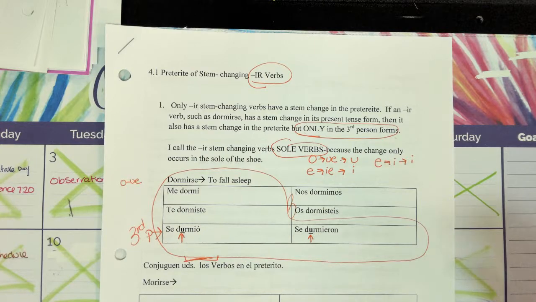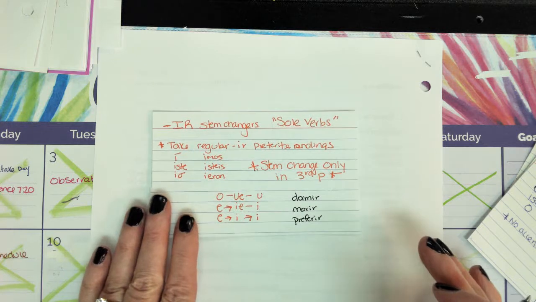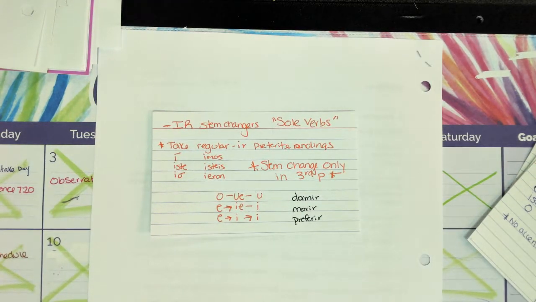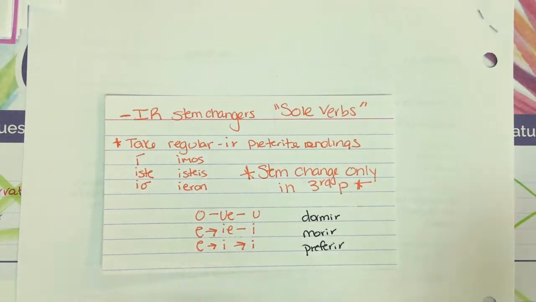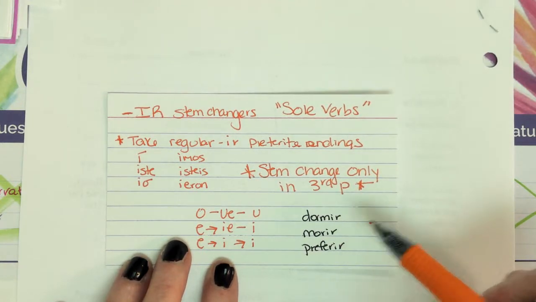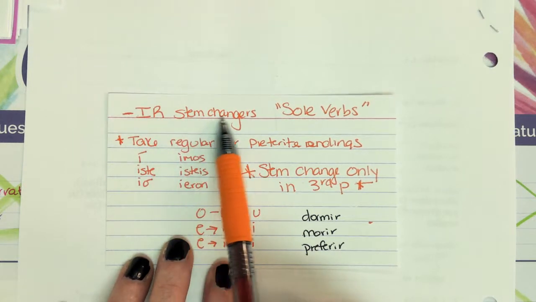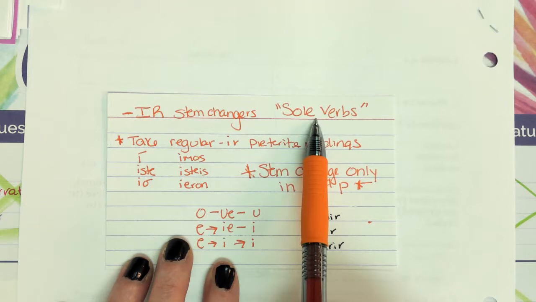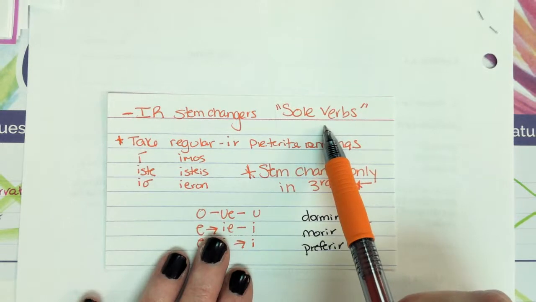So if we're using the card system, you want to make a card all by itself just for these verbs. And at the top you'll label it IR stem changers. I always just think of them as sole verbs. If you want to use that as well, you can.